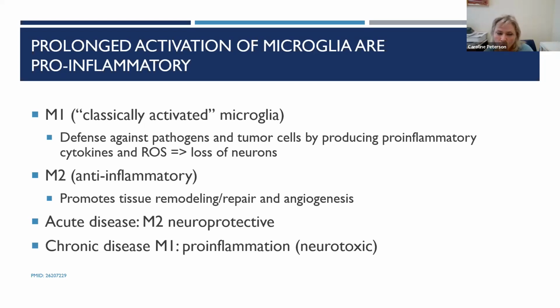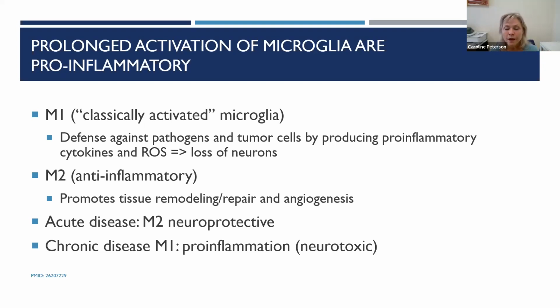And then also we have the M2 or microglia number 2, which is an anti-inflammatory microglia. This is the one that promotes tissue remodeling, repair, angiogenesis. And so with acute disease, this anti-inflammatory M2 microglia is neuroprotective.